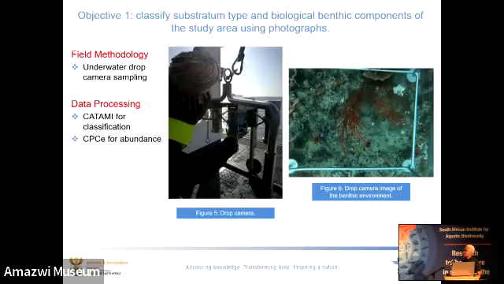In order to achieve the first objective, I'll be using a drop camera system in order to get images of the benthic habitat. Once I've received my images, I will identify the sessile and mobile invertebrates and the substratum type using CATAMI classification, and then also try to find the abundance of the benthic invertebrates using CPCe.